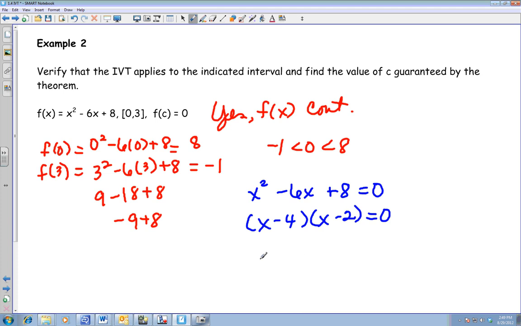Set each factor equal to 0 and solve. So x equals 4, x equals 2. Now I have to check and see, can both of these be my answer or just one of them? It has to fall between this closed interval. So x equals 4 is too big, so my answer is 2. So when x is 2, my y value is 0.